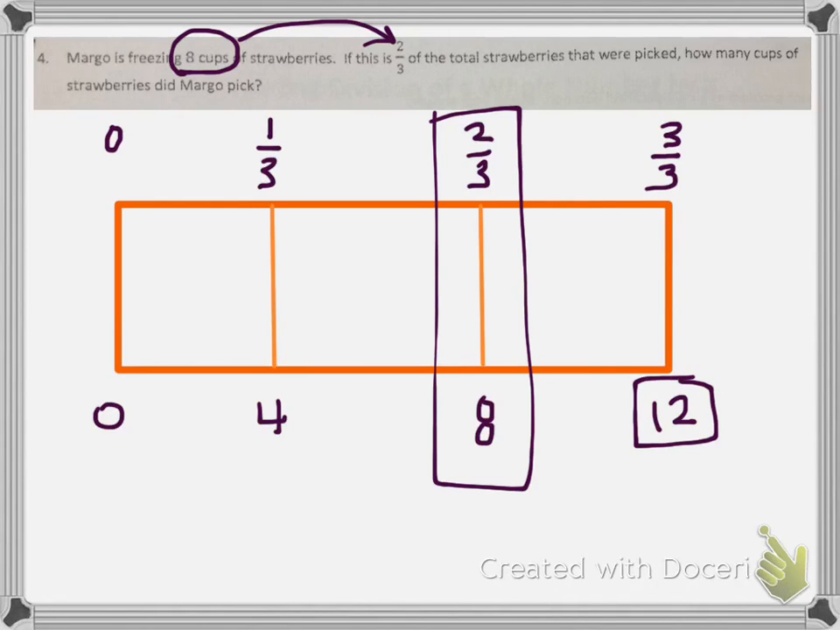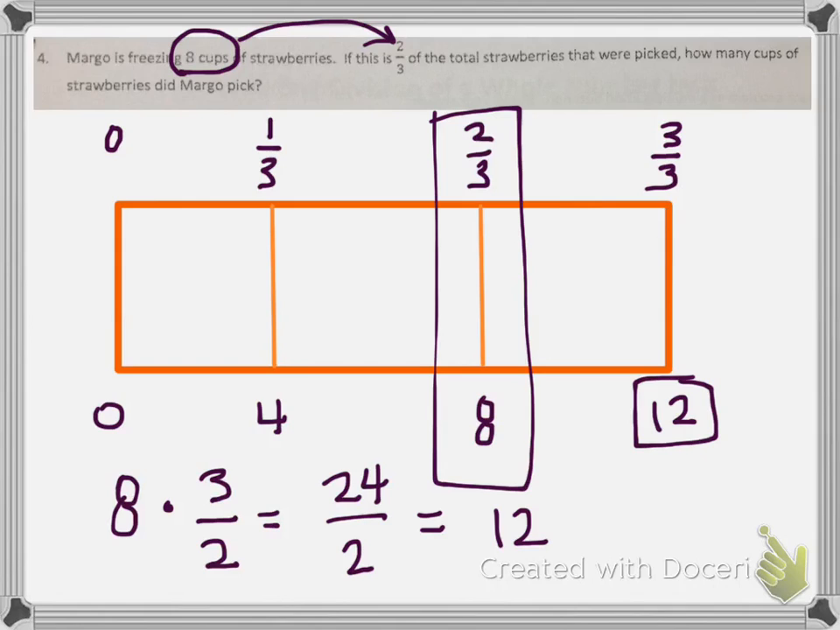And again, we could do the old way, which is 8 cups divided by 2/3, except we can't divide by a fraction, so we'll multiply by the reciprocal. That gives us 24 halves, which is 12, so we can get it both ways.